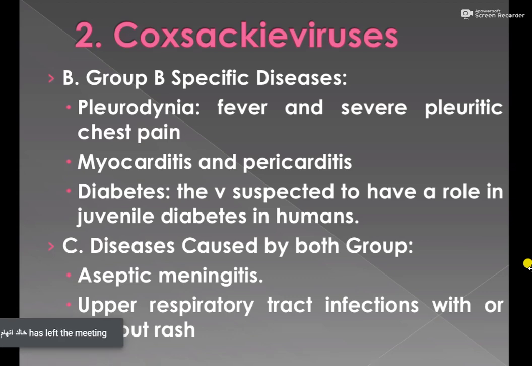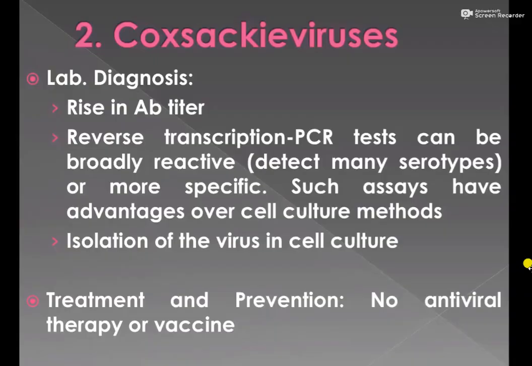Disease caused by both groups A and B could be aseptic meningitis, as we said in the previous lecture. On Thursday we talked about aseptic meningitis and said one of the differential diagnoses is Coxsackie viruses, both A and B. They both could cause mild upper respiratory tract infection with or without rash, with rash in children mainly. These are the main diseases caused by Coxsackie viruses. Memorize type A with the letter H, where type B is in the heart and lung and diabetes.